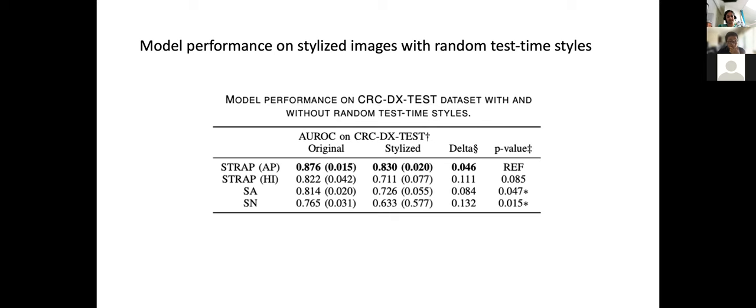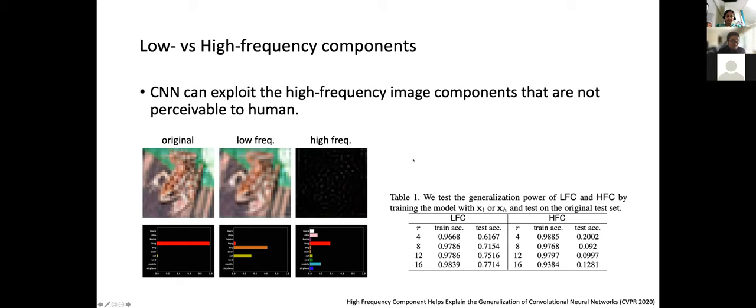There's another paper that investigated a similar topic, but from a different angle. What they did was decompose their images into low and high frequencies using fast Fourier transformation. This is actually a frog, and if you run an ImageNet CNN model on this image, it says it's a frog. But if you decompose this image into low and high frequency components, the model says it's a frog on the high frequency components that are really hard for human beings to perceive. And if you run the model on the lower frequency components, it says something else.